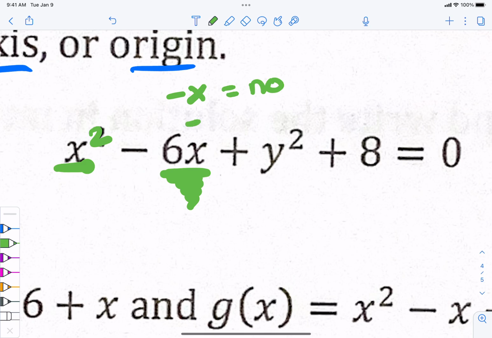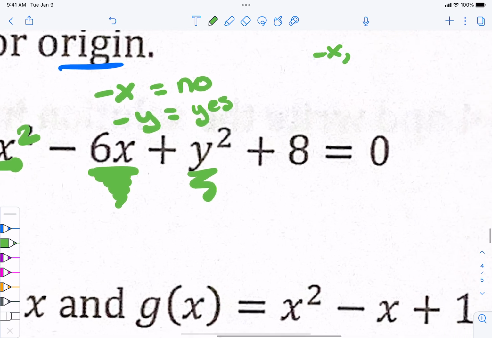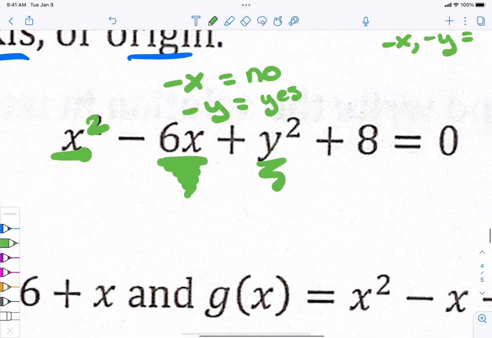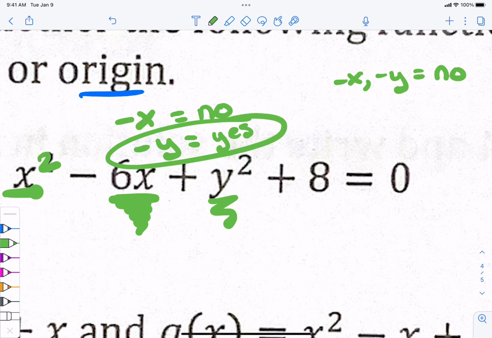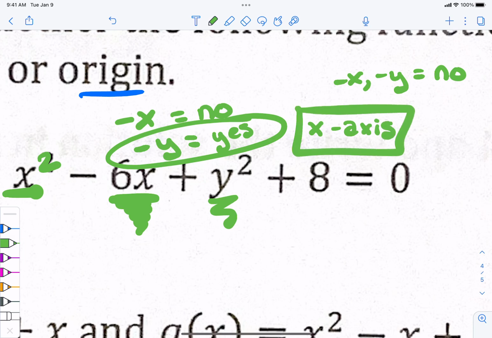What if I plugged a negative in for y? Is it going to switch back to normal? Yes, because I'm going to square it. So negative in for y equals yes. What happens if I do a negative in for x and a negative in for y? The x is not going to work, so that's a no. So this was a yes, which means it has what type of symmetry? X-axis, right? If the negative in for y worked, then it has x-axis symmetry.